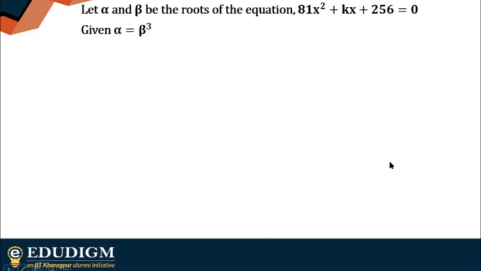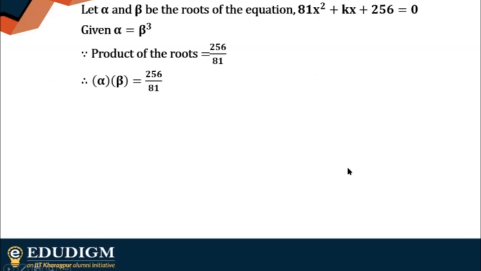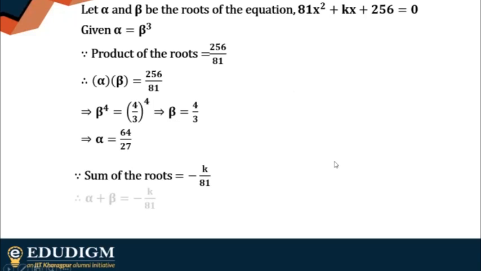Okay. So one root is the cube of the other. This is something you have been provided with. Then you already know how the product of the roots will be. So from there, you can find out the value of beta. And so the value of alpha will also be there. Now, where is this k? K is involved in the sum of the roots. So that's what you take, the sum of the roots, which is equal to alpha plus beta. From there, you can easily solve for k.